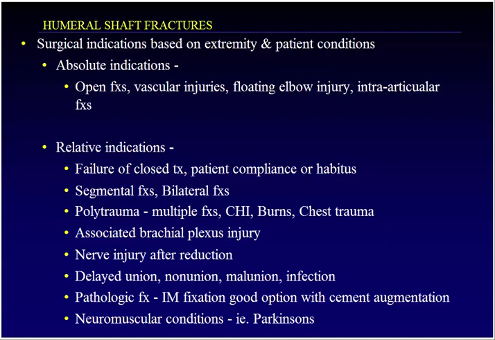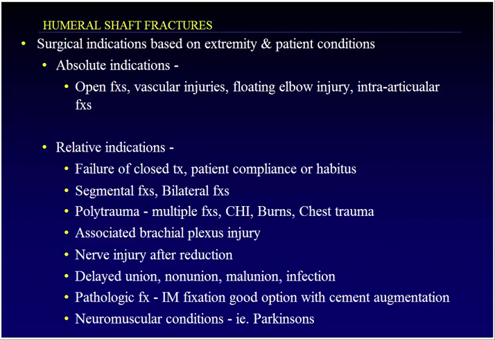Relative indications would include failure of closed treatment, lack of patient compliance, or poor body habitus where bracing is not possible. Segmental fractures will not do well with brace treatment, and bilateral humeral shaft fractures would be an indication for operative intervention. The polytraumatized patient is a very common indication in my hands for operative treatment of humeral shaft fractures, where you want to be able to immobilize the patient as early as possible, and with intramedullary nailing of a humeral shaft fracture, you can consider allowing the patient to return to weight bearing using that extremity much faster.